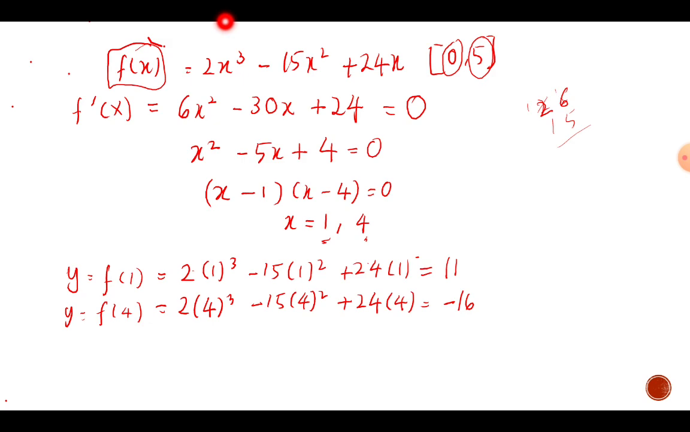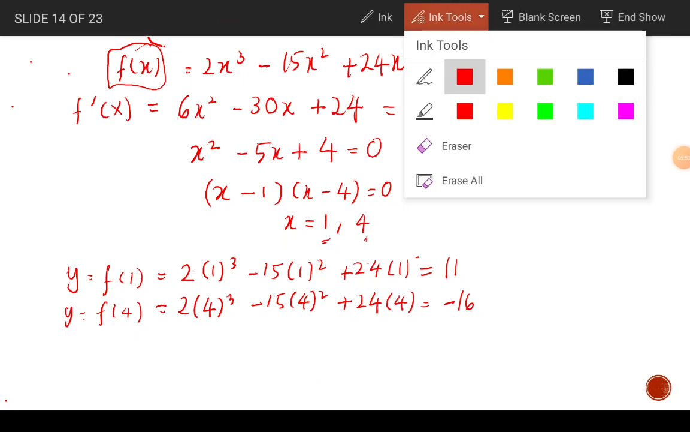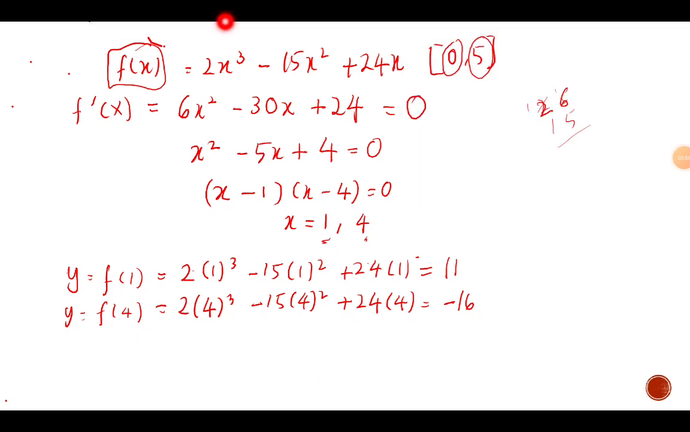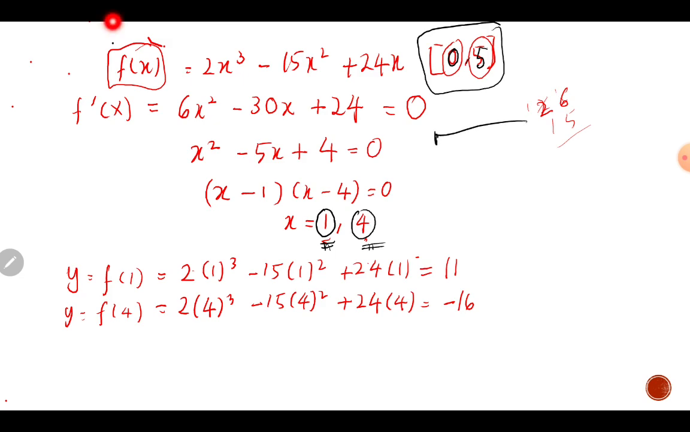Okay, one thing I want to highlight here. Looking at the value of our critical numbers, we have 1 and 4. You must also check that 1 and 4 are within the interval. Here the interval is 0 and 5. So this is okay, the values 1 and 4 are within the interval 0 to 5. Here is 0, here is 5, so 1 and 4 are somewhere here. It's within the interval, so we can accept both critical numbers.